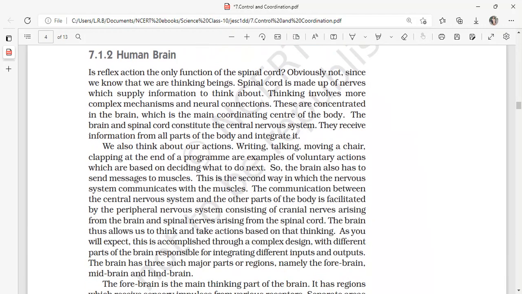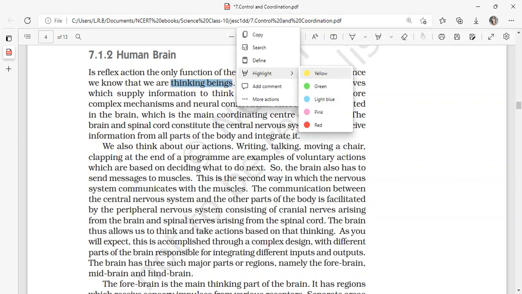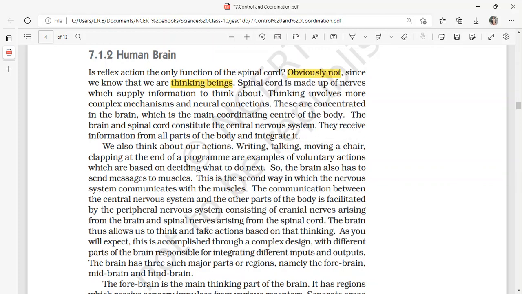Now let us see this thinking tissue, the human brain. Is reflex action the only function of the spinal cord? Obviously no, there are many functions associated with the spinal cord. Reflex action is not the sole purpose of the spinal cord, it is just one of the functions. Since we know that we are thinking beings, so what? Wow, so humans are described here as thinking beings. Okay, human beings are also thinking beings.